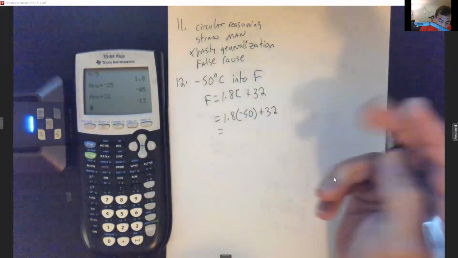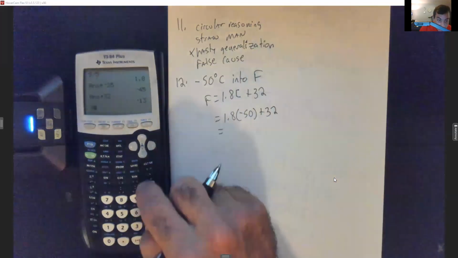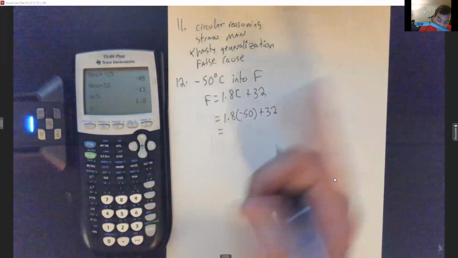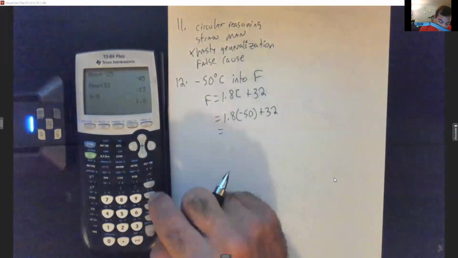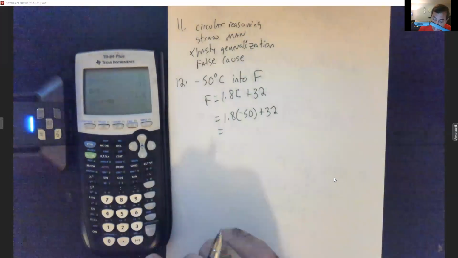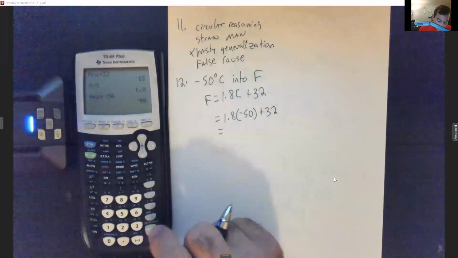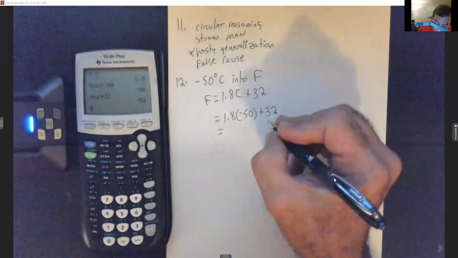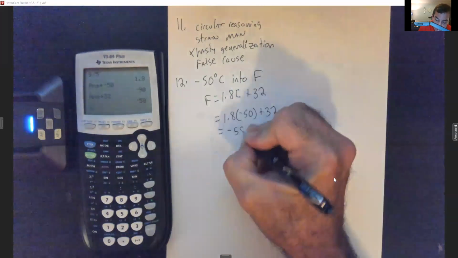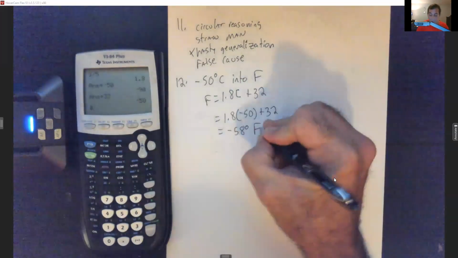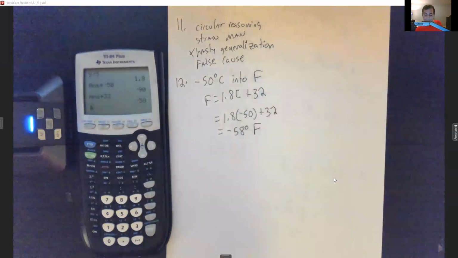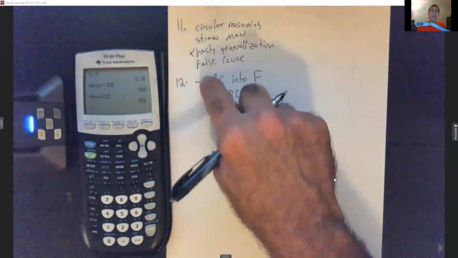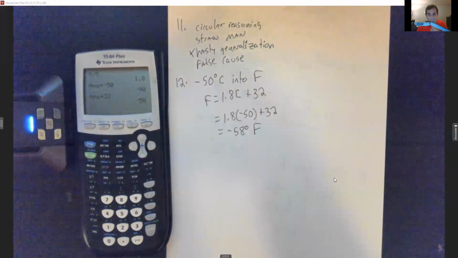So let's see what we get. And if you did 9 divided by 5, you're still going to get that 1.8 times negative 50 equals negative 90 plus 32. That's going to equal, what is that, a negative 58 degrees Fahrenheit. Okay, so not bad. And then you can go from Fahrenheit back to Celsius using that other formula.